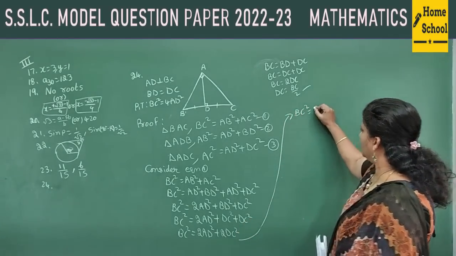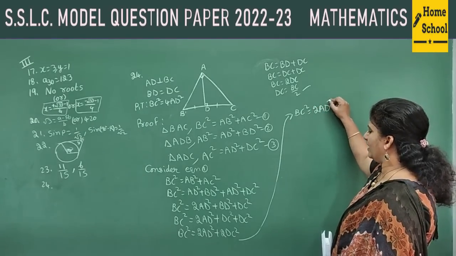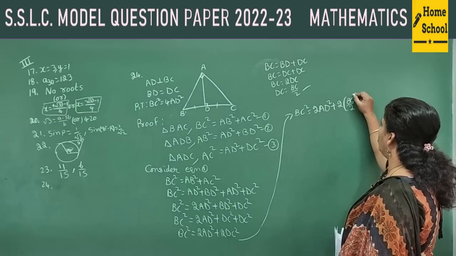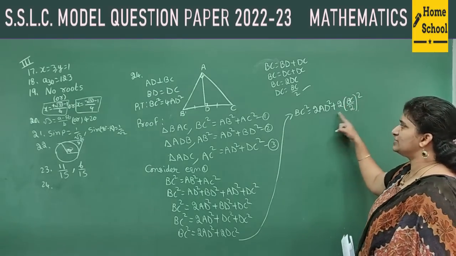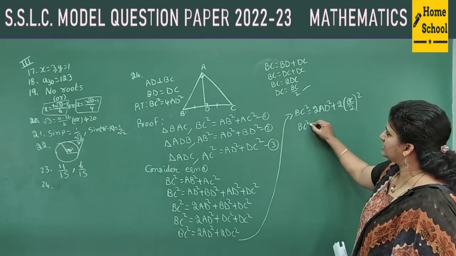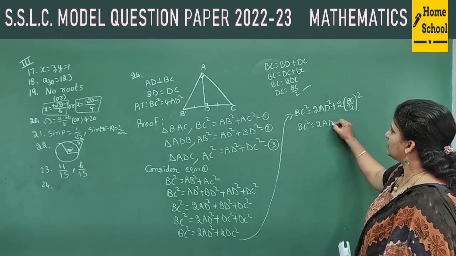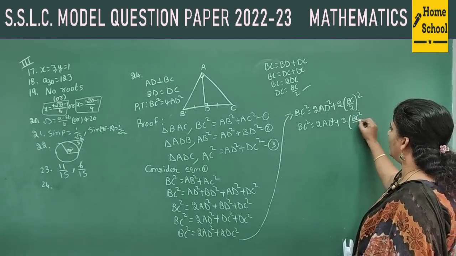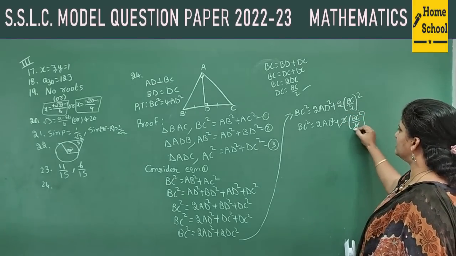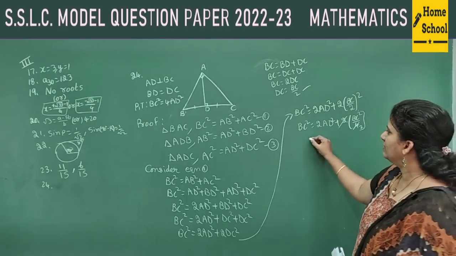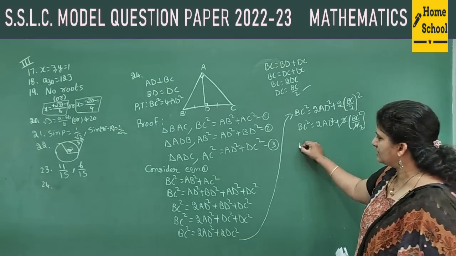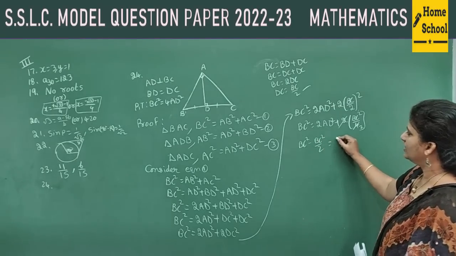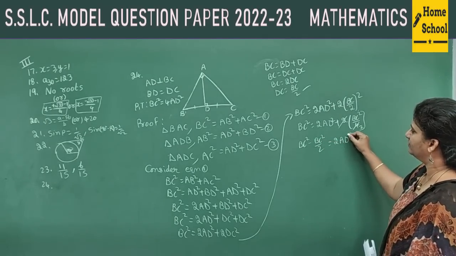BC square is equal to 2AD square plus 2 into (BC by 2) whole square. Don't cancel this 2. BC square is equal to 2AD square plus 2 into BC square by 4. Cancel this 2; 2 twos are 4, now you can cancel. BC square by 2, transpose to the other side.